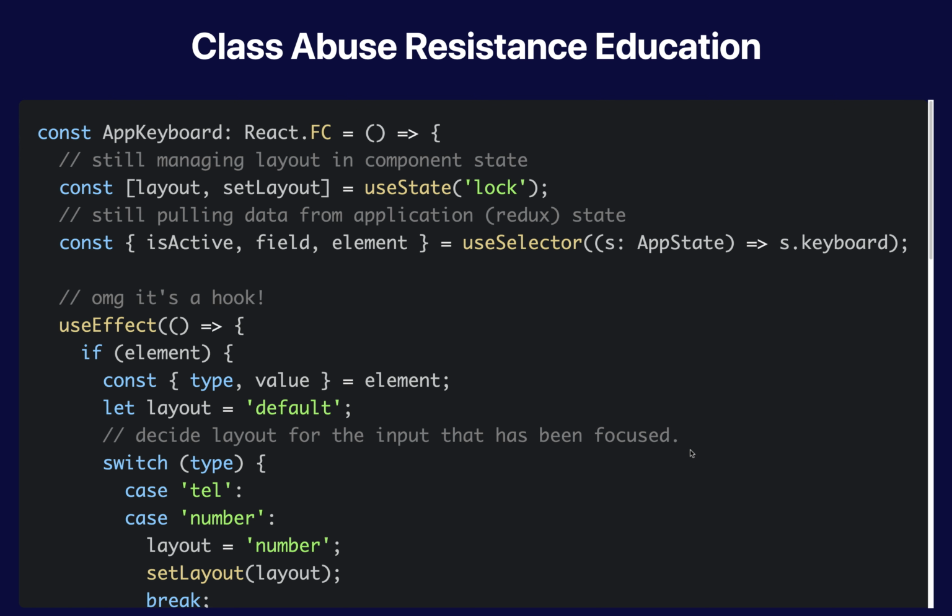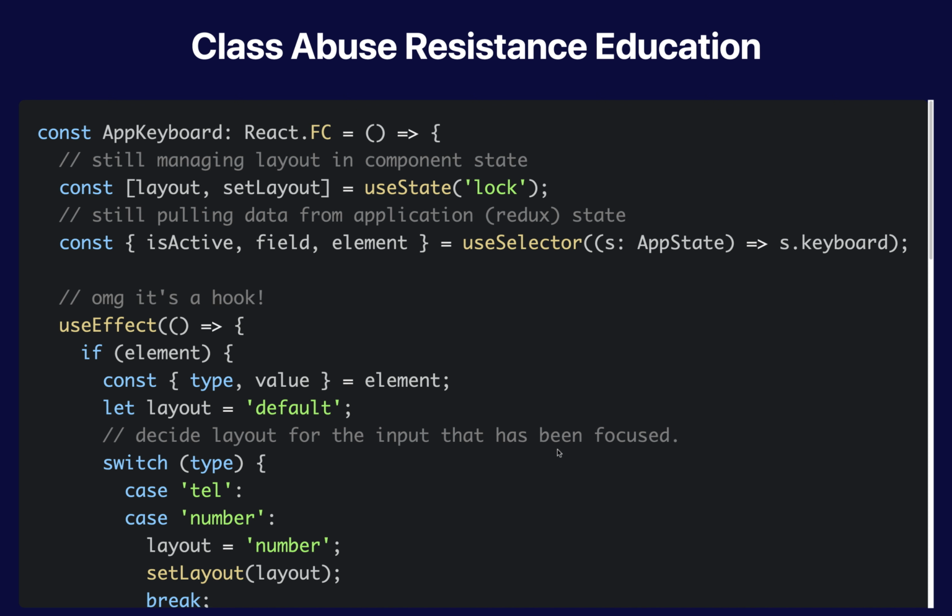So taking it from the top once again, we're still managing layout in component state. As you can see, we're using the useState hook. We're setting it to a default of lock. We're still pulling the relevant data out of our application state, our Redux store, but we're using another hook, useSelector, rather than using a higher order component to wrap it. And so instantly by doing that, we've removed the need to define a props interface for the component.